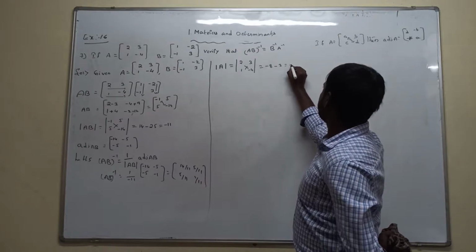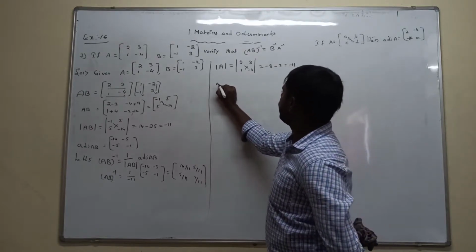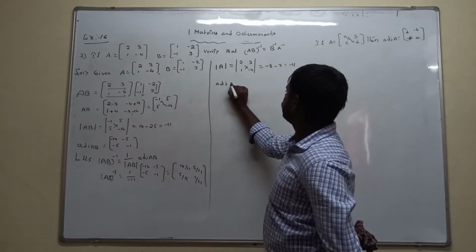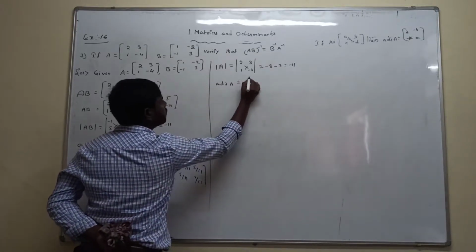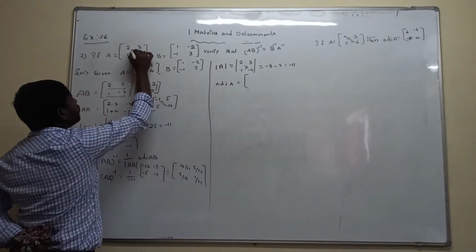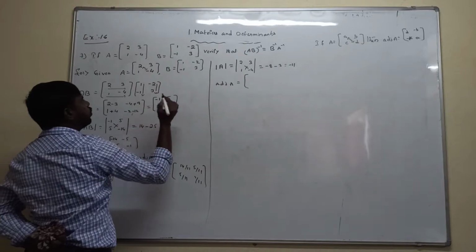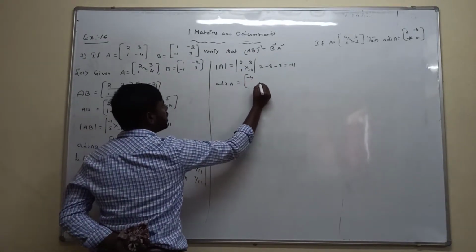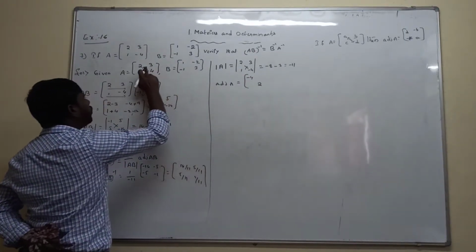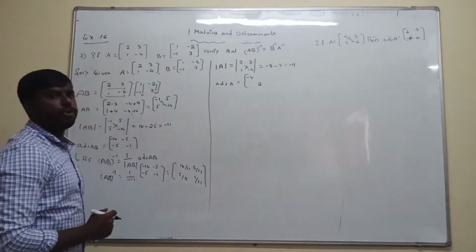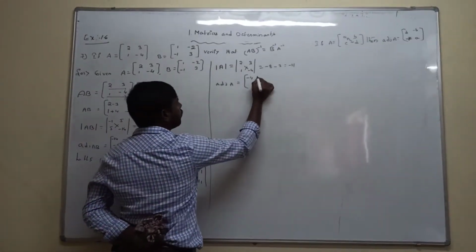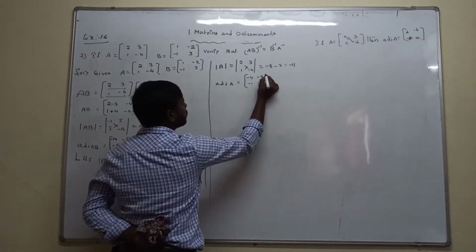We get minus 11. So adjoint of A: directly these two elements are interchanged. 2 replaced with minus 4, minus 4 replaced with 2. These two numbers are not interchanged, we include the negative symbol. So we get minus 3, minus 1.